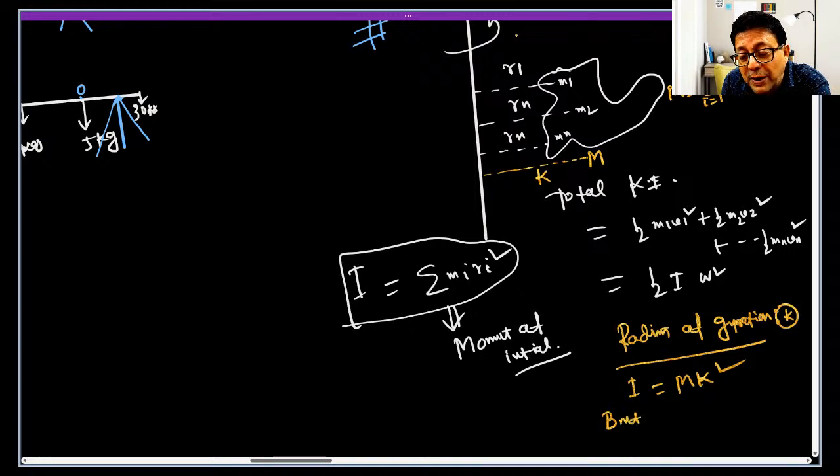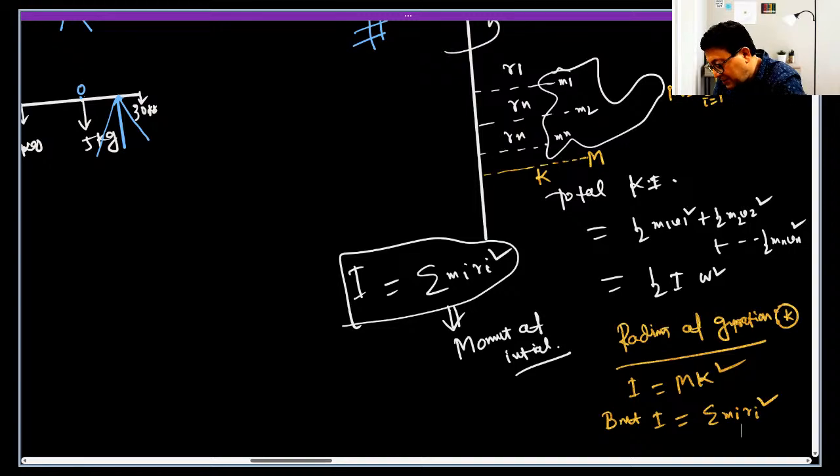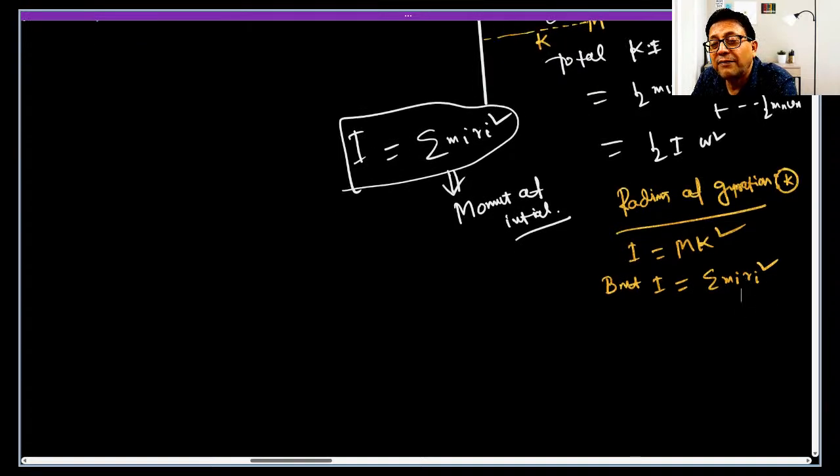But for this system of particles or whatever rigid body also, I equal to what? I is sigma mi ri square. Okay. So for a point mass, whose mass is equal to the mass of the rigid body, it is mk square, and for a system of particles, it is mi ri square. So if we make these two things equal, then the value of k will be the radius of gyration.